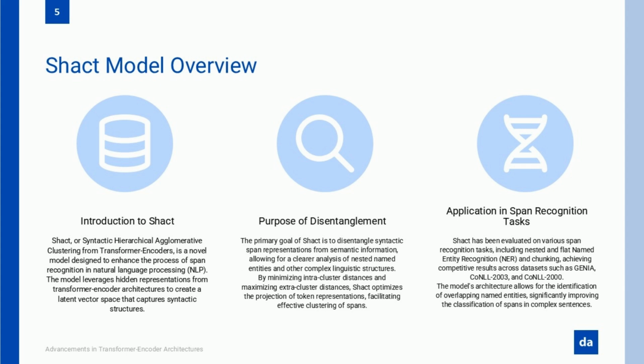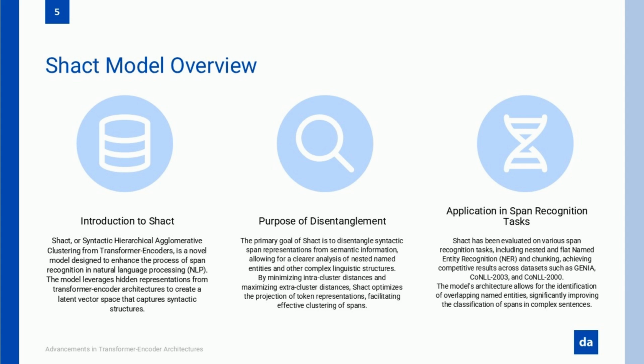Traditional transformer models often blend syntactic and semantic information, muddying the waters when it comes to analyzing complex sentences. SHACT, on the other hand, focuses on separating these two layers of meaning. By minimizing the distance between tokens within the same span and maximizing the distance from unrelated tokens, SHACT creates clearer and more defined clusters. It's like organizing a cluttered library into perfectly categorized shelves where every book is exactly where it belongs. The applications of this are staggering.